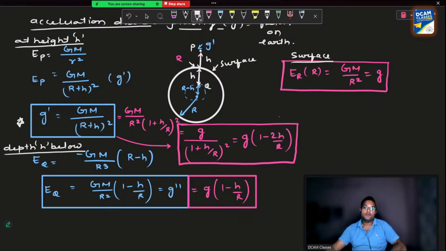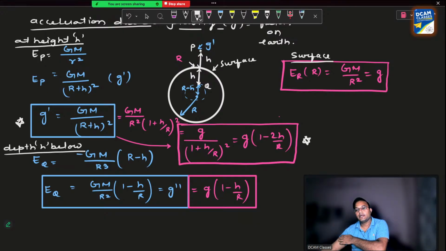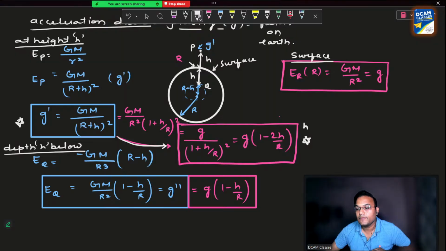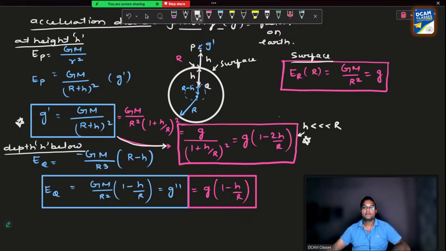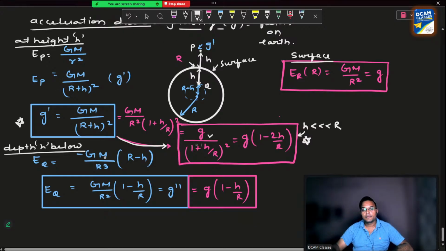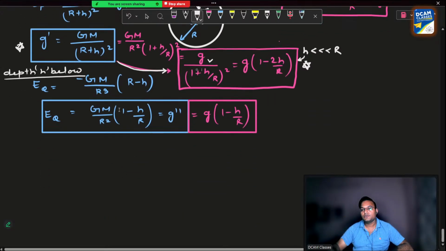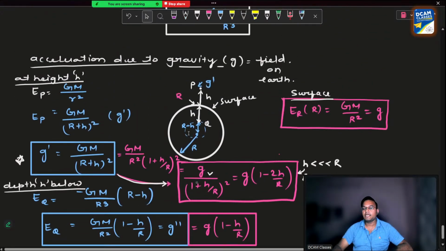You have to always use this formula, but when approximation is required, you can use this formula. This approximation is done when h is very much less than capital R. Otherwise, you have to use this formula only. For depth h below, there is no problem. You can use this formula only. But remember, g, acceleration due to gravity, is nothing but the field.